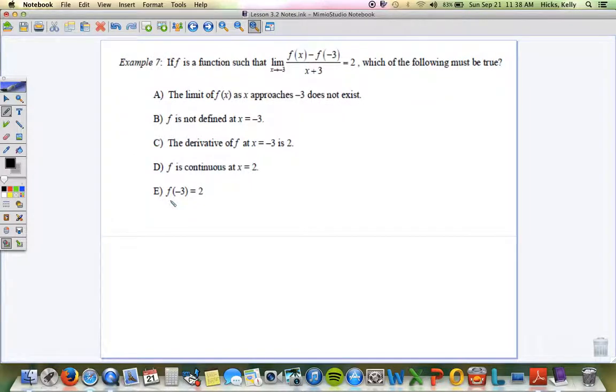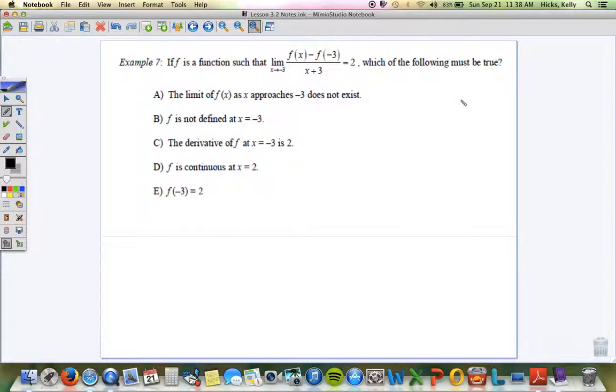If f is a function such that the limit as x approaches negative 3 of f of x minus f of negative 3 over x plus 3 equals 2, which of the following must be true? This is a very, very typical multiple choice type AP calculus exam question. I'm not saying for my exams, although I'm sure there'll be something like this on our test. I'm talking about for the AP exam at the end of the year.